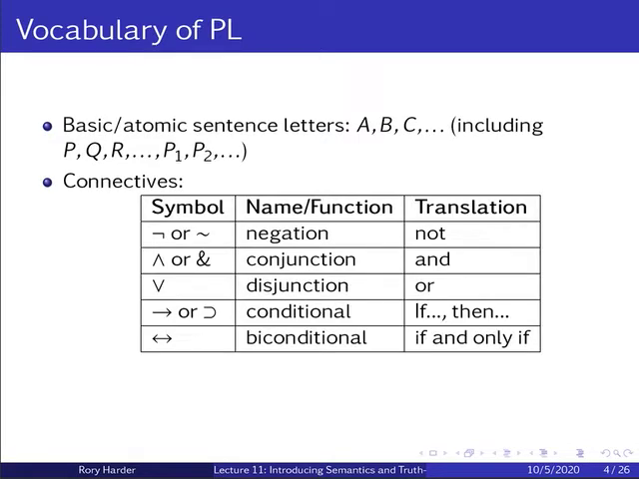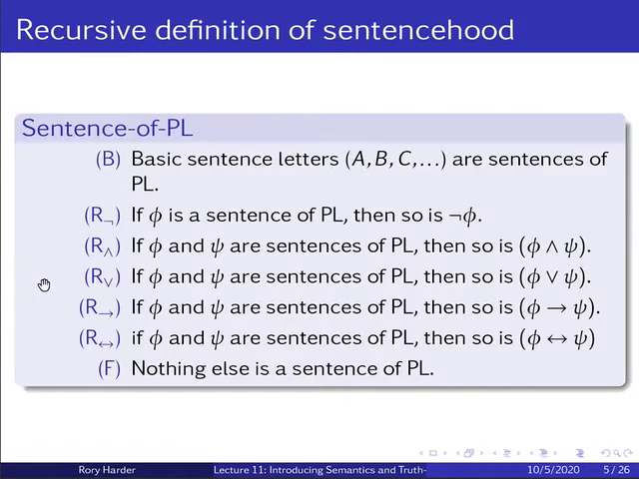In addition to basic sentence letters, we have the connectives. We have the 5 connectives. So we have negation, conjunction, disjunction, conditional, and biconditional. Finally, we have parentheses as well. So all of these symbols here are the basic building blocks of how we build actual sentences of our formal logic. Then, given this background vocabulary, we have certain rules for how we put together parts of the vocabulary to create actual sentences of our propositional logic.